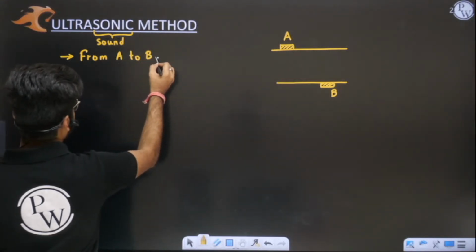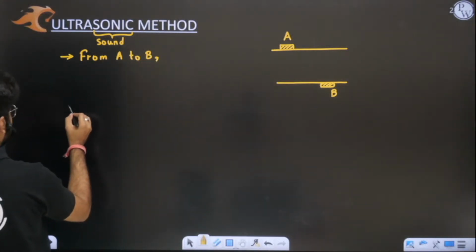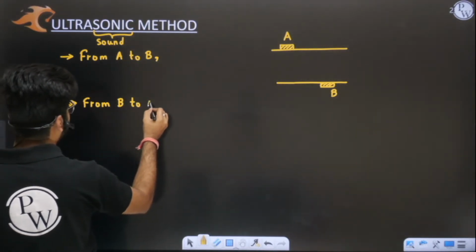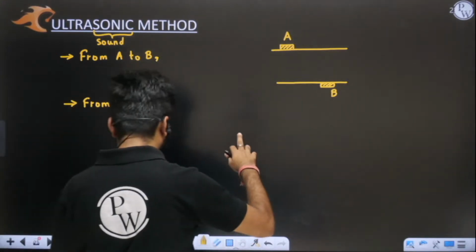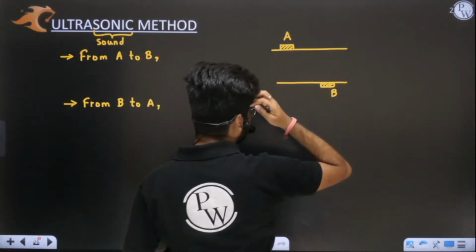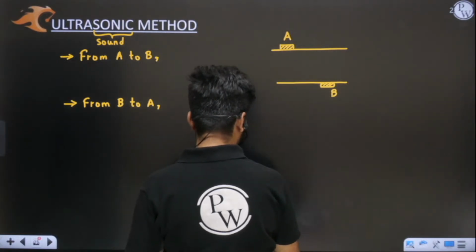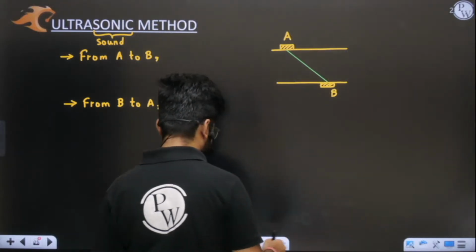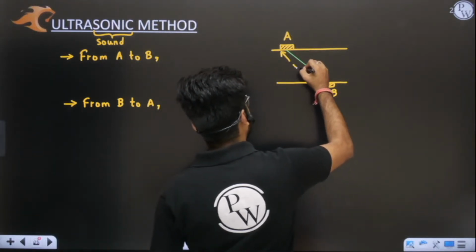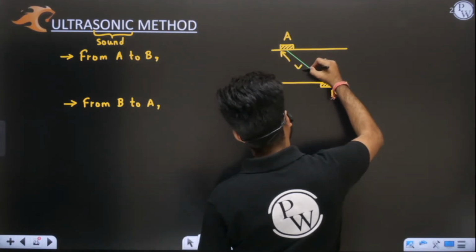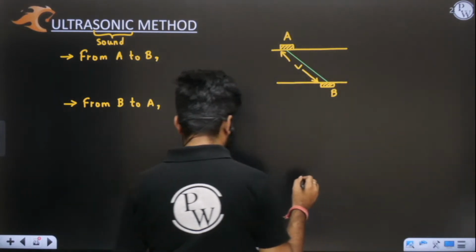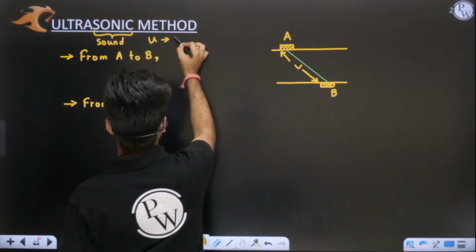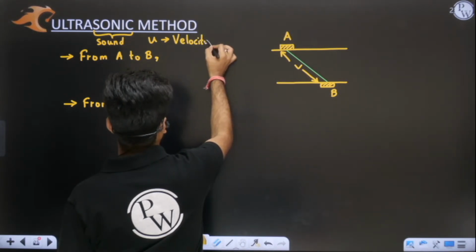We will send a sound signal from A to B, and then we will send it back from B to A. In my river section I have put a transmitter and a receiver, and this will give you the signal. Let us say this distance is L. Let us say the velocity of sound in water is U.